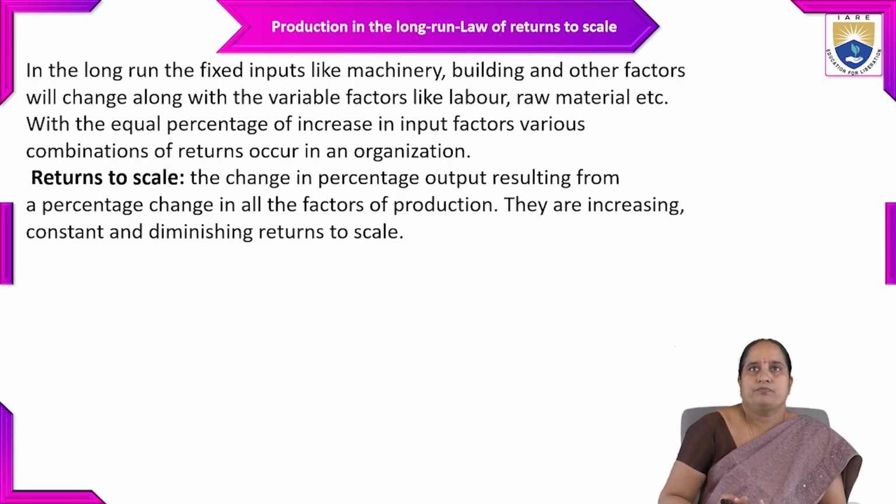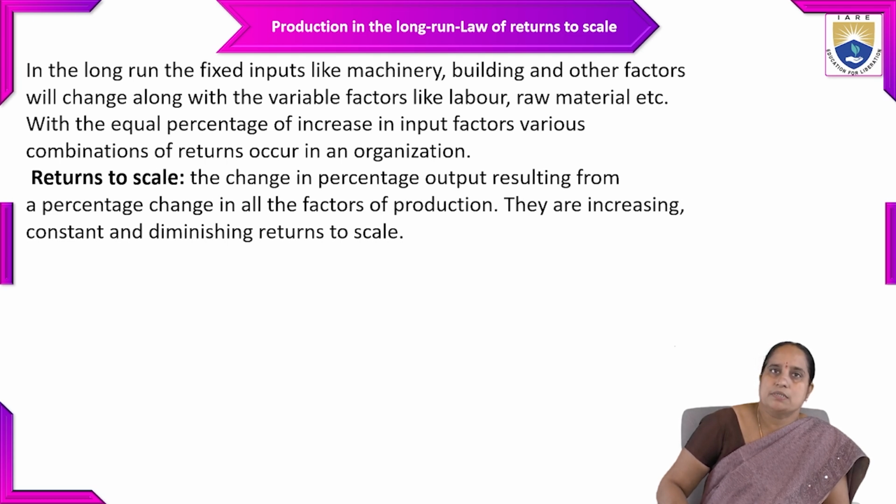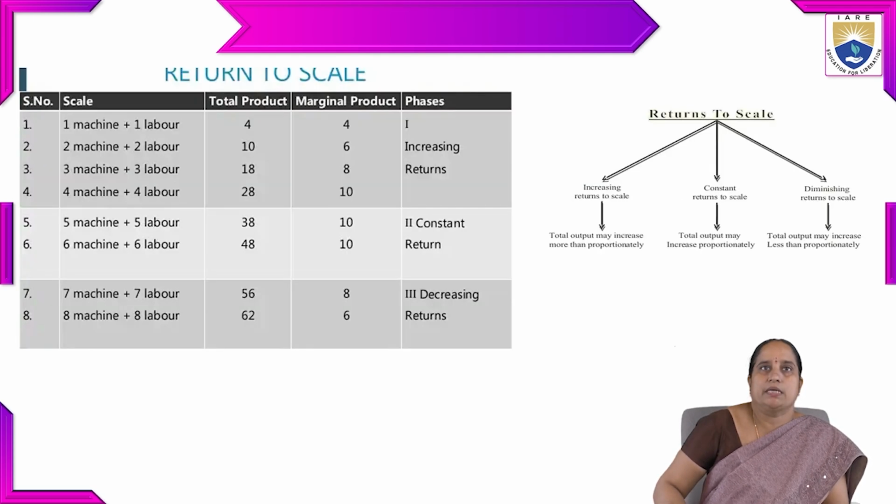Production in the long run, law of returns to scale. In the long run, the fixed inputs like machinery, building, and other factors will change along with the variable factors like labor, raw material, etc. With an equal percentage of increase in input factors, we can see various combinations of returns occur in an organization. So, coming to returns to scale, it is the change in percentage output resulting from a change in all the factors of production. They are increasing, constant, and diminishing returns to scale.